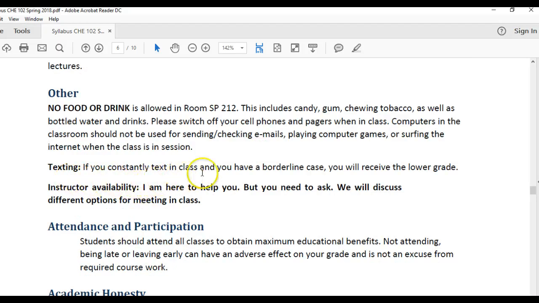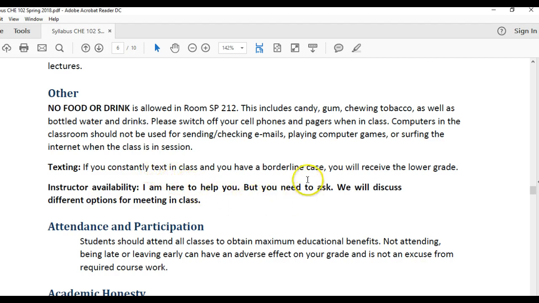However, if you constantly text in class, I'm not going to tell you to put your phone away, but I will notice you doing a lot of texting in class. I will kind of write it. What I do is I make a seating chart on the first day so that I get to know everybody. But I'll make a note.